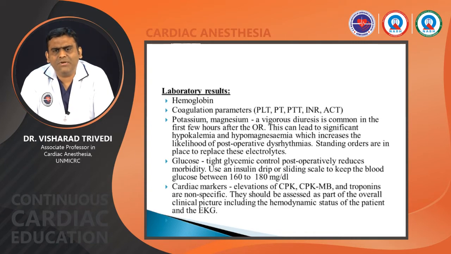Other investigations routinely performed in postoperative cardiac patients are hemoglobin and coagulation parameters like PT, PTT, INR, particularly in the valvular cases, and electrolytes like potassium and magnesium. Patients are known to go into a very brisk diuresis after coming off bypass, and that can lead to electrolyte imbalances and arrhythmias like hypokalemia and hypomagnesemia. So you should send potassium and magnesium just as the patient comes into the ICU.